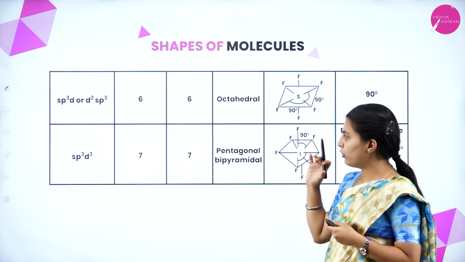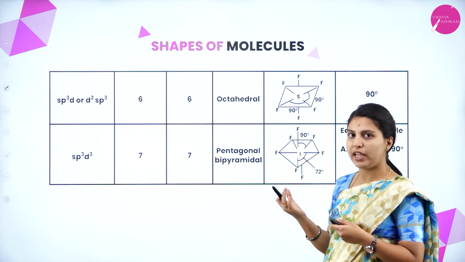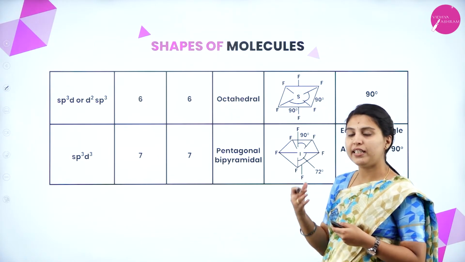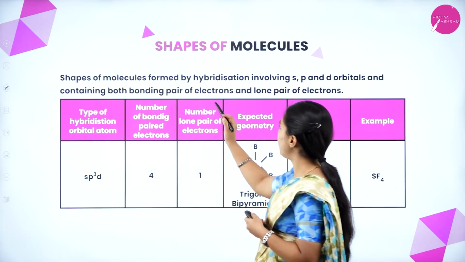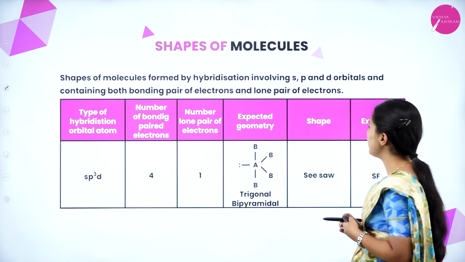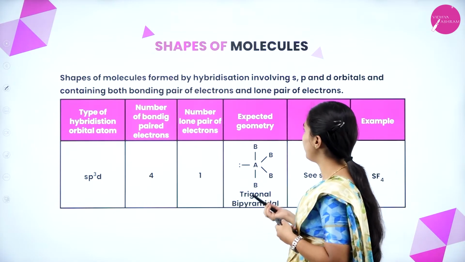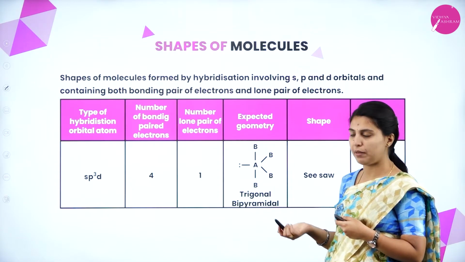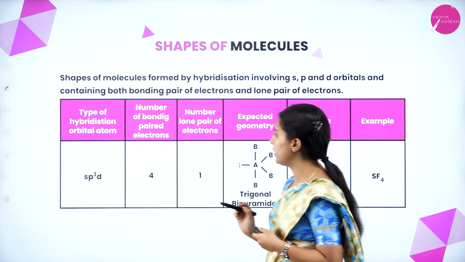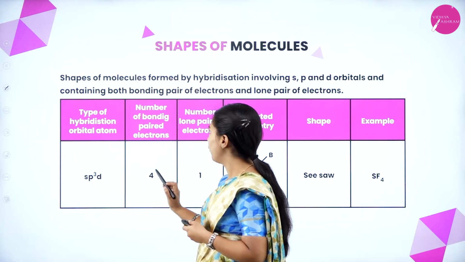To understand the hybridization concept, in a short note you can use this table. Next, shapes of molecules formed by hybridization involving sp-d orbitals containing both bond pair of electrons and lone pair of electrons. Based on bond pair we have seen the previous table; including lone pair we are seeing now.